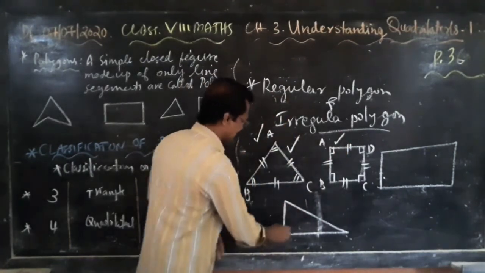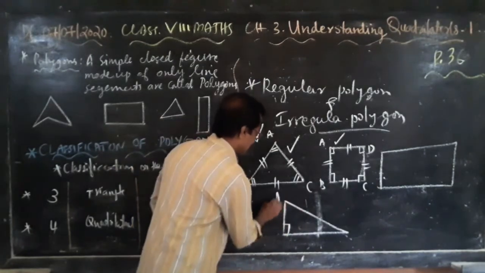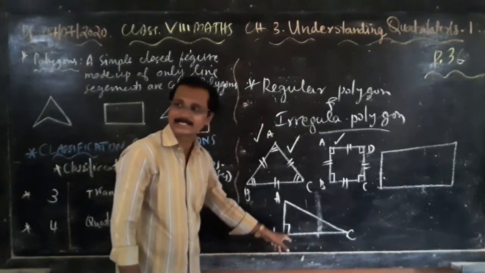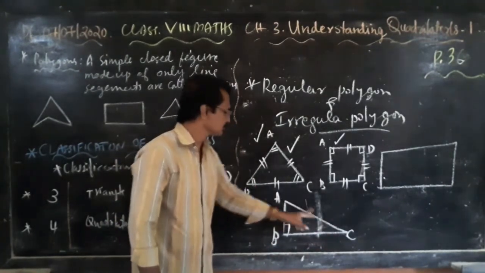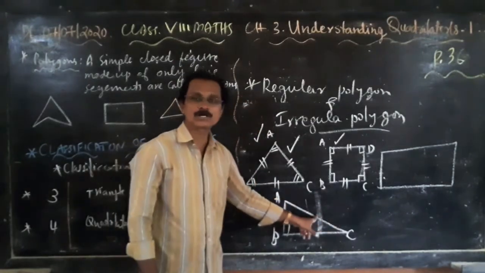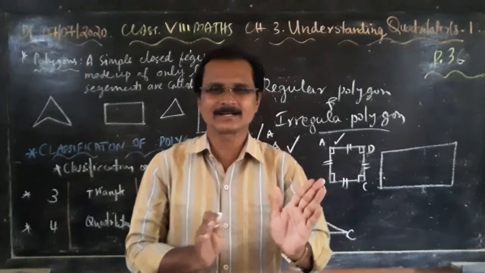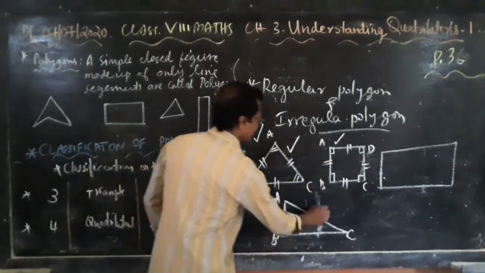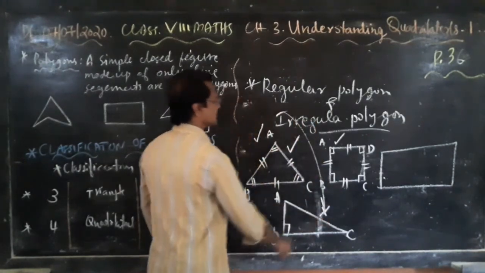Now here, this ABC is a right angle triangle. Right angle triangle means this angle is 90, and of course these two are less than 90. This is the hypotenuse, the longest side. These two sides are smaller. So the three sides are not equal, and the three angles are not equal. So this is what we call an irregular polygon.